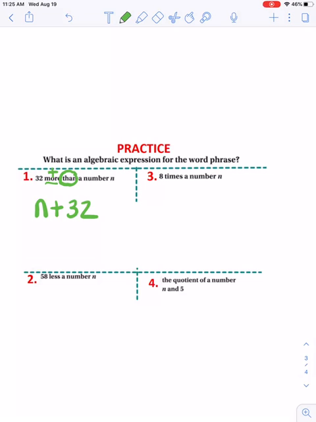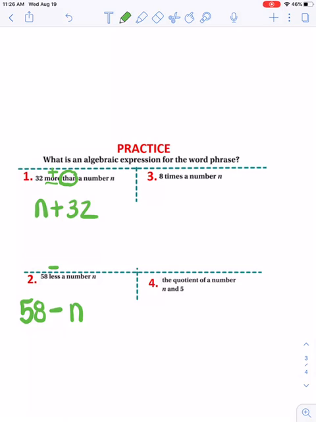If I go down to 2 here, again, I look for a turnaround word. I don't see one. I don't see "than" or "from." I sometimes like to make notes, just like I did on the first one. Less, I know, is subtraction. So 58, you just go in the order I see. Less is minus a number n.